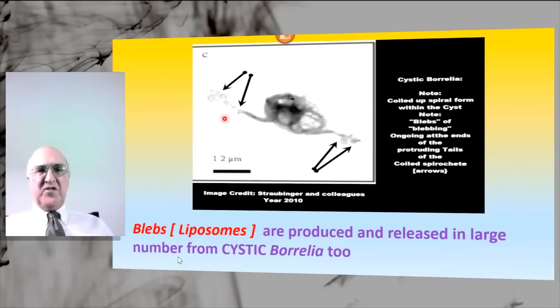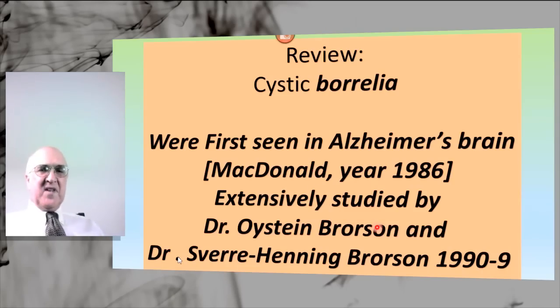Here's a higher power showing the blebs or the liposomes at the arrow. We know what the blebs are. We discussed those in an earlier lecture. They're released in large number from cystic Borrelia too, in addition to string of pearls, and they come from the protruding tail region. So, for review, cystic Borrelia were first seen in Alzheimer brain, that's me, in 1986, and extensively studied by Dr. Øystein Brorson, Sverre Brorson, and now Dr. Straubinger in Germany. All of them verify that cystic forms of Borrelia are real, they're complex, they have many appearances, they have their own biology, their own rules, their own lifestyle, and we're going to learn some more about cystic Borrelia now.